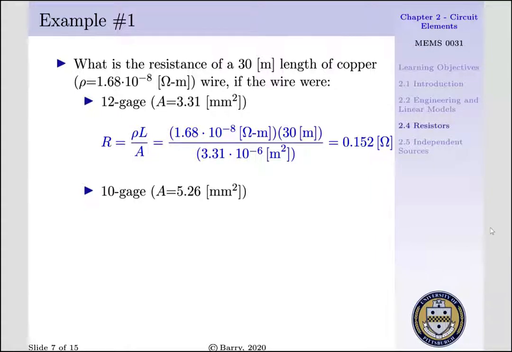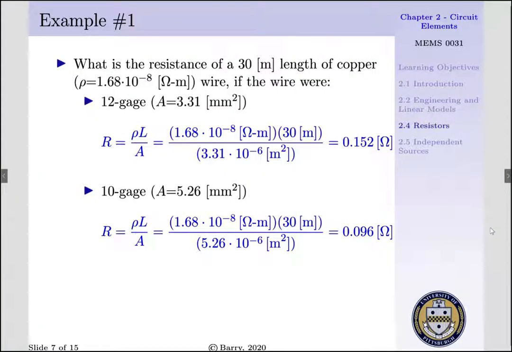Now if we have a 10 gauge wire where our cross-sectional area increases to 5.26 millimeters squared, we can calculate our resistance as follows. R is going to be ρL per A, where electrical resistivity has not changed. So we have 1.68 times 10 to the minus 8th ohm meters times the length of 30 meters per now a larger cross-sectional area, 5.26 times 10 to the minus 6 meters squared, and our electrical resistance decreases to a value of 0.096 ohms.